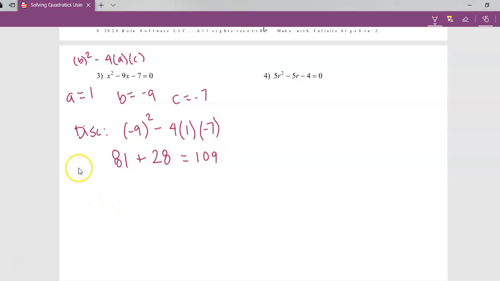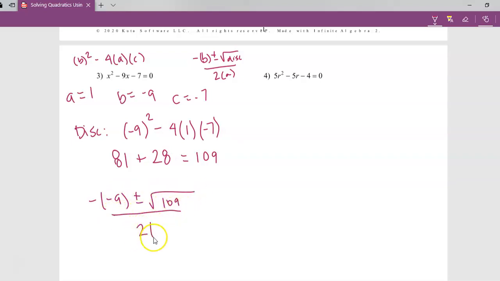So this gives me, and then I'm going to put this in the bigger formula, which remember was -b plus or minus the square root of the discriminant, all over 2 times a. So all of b is -9, so -9 plus or minus the square root of 109 over 2 times a. So this would be 9.